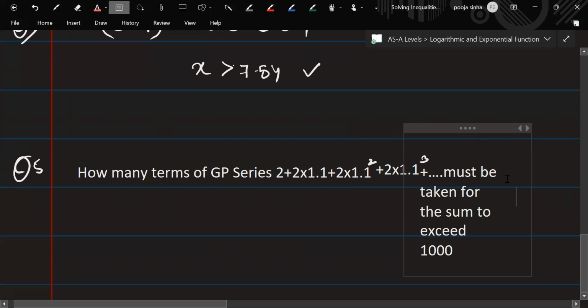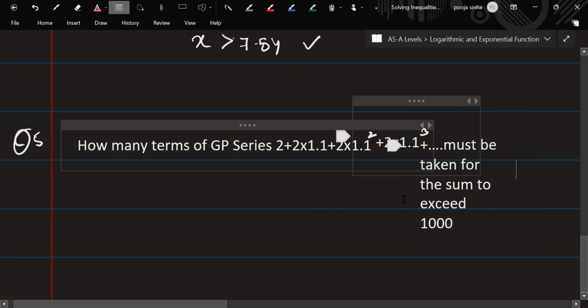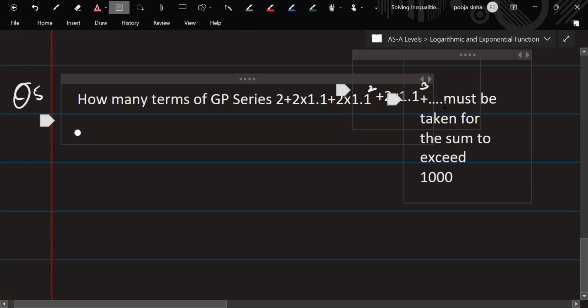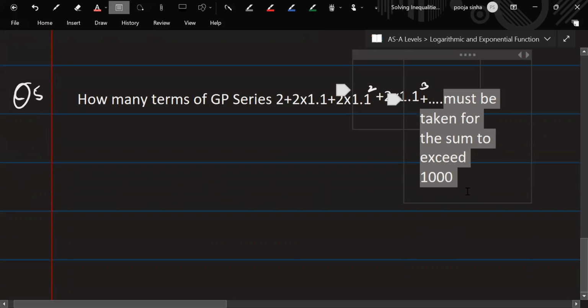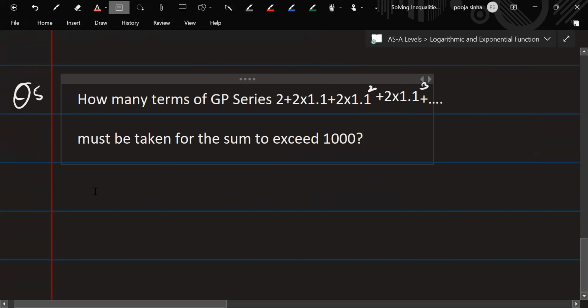So the sum should be greater than 1000. You have to tell the number of terms so that the sum is greater than 1000. So how will you solve this now? First we'll find the sum, right? But for finding the sum, we don't even have the number of terms. Yes, that is what we have to find. How are we going to deal with this?